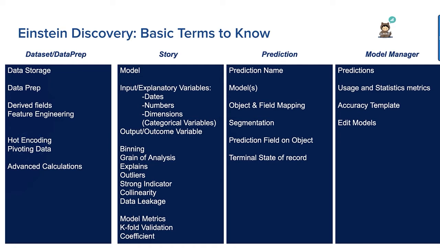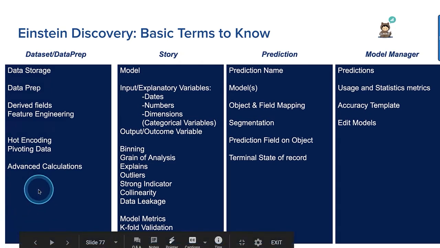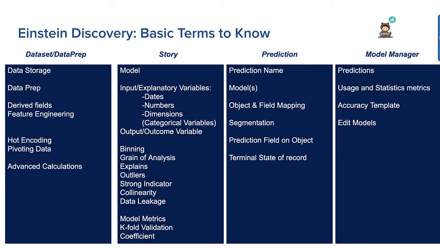In Einstein Discovery, we do hot encode the dimensions, the categorical variables. You're going to hear me using this word a few times. And if you're doing any advanced calculations, that's all part of the data prep. It does take some time. So that is part of the project anytime you're approaching Einstein Discovery.